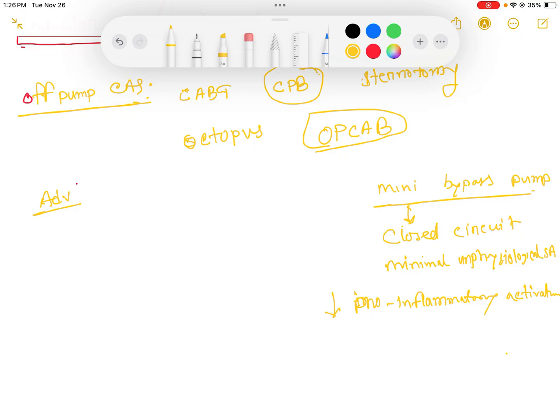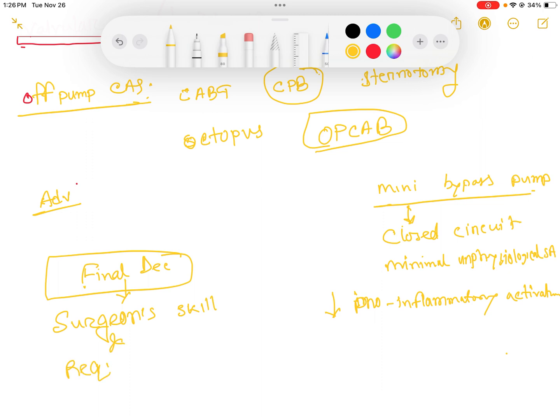However, there is still no evidence to support the superiority of any of the above mentioned techniques, and the final decision is usually based on the surgeon's skill and the required operation.